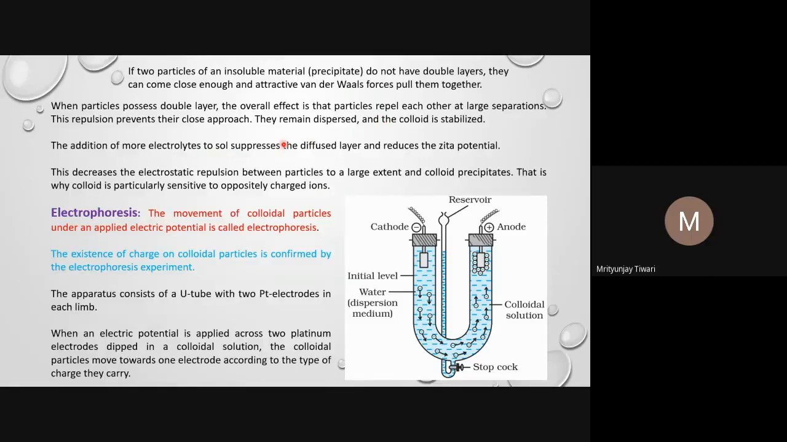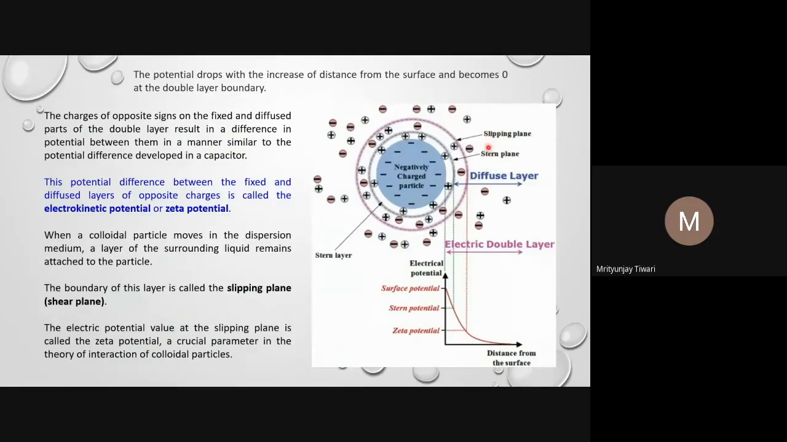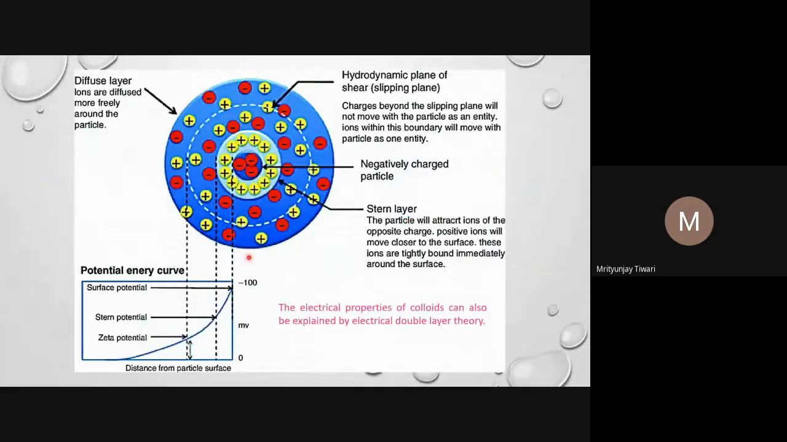The addition of more electrolytes, or salt, suppresses the diffused layer and reduces the zeta potential. So if you increase the concentration of the electrolyte solution, what happens? The diffuse layer is suppressed, it gets destroyed, and once the diffuse layer gets destroyed, the zeta potential is also reduced. The zeta potential is a negative potential, as you've seen here in this case. If the colloidal particle is positive, it will be positive. The zeta potential has a certain negative value as shown here, so the minus 100 is shown in this case.